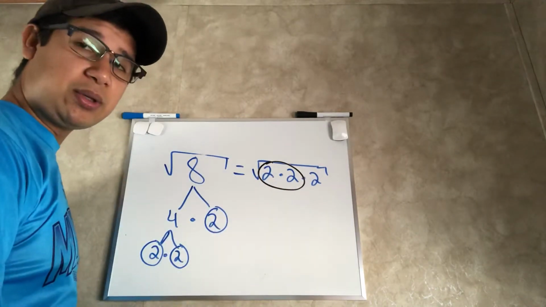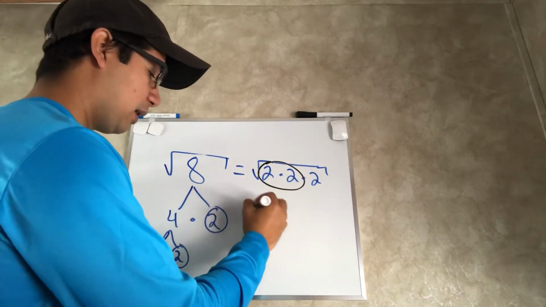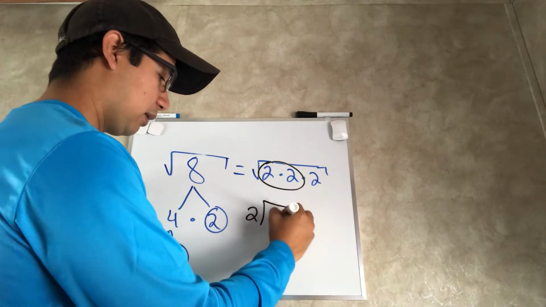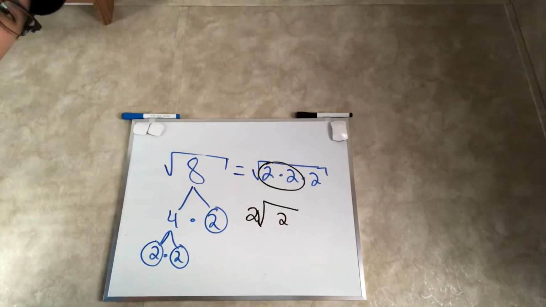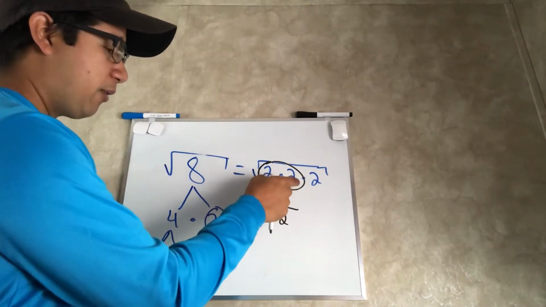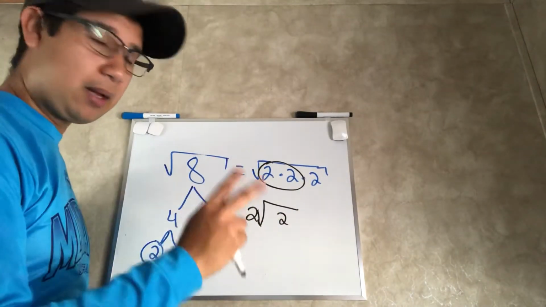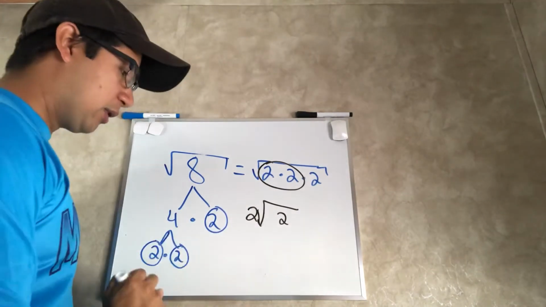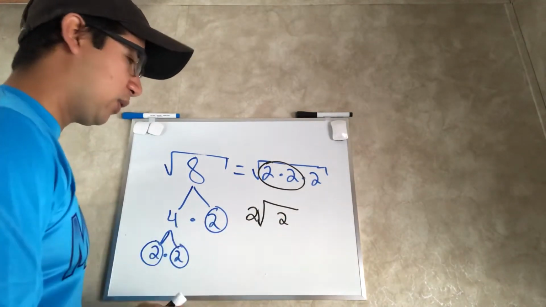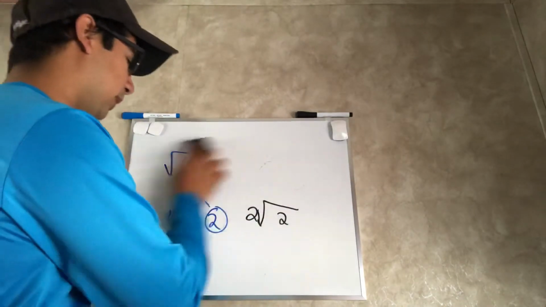So those 2's are going to get out, and that's how you stay. So 2 square root of 2, that's your answer. Every 2 pairs make 1, so every pair is equal to one 2. That's why we only have one 2 here. So the answer is 2 square root of 2. Just a heads up.